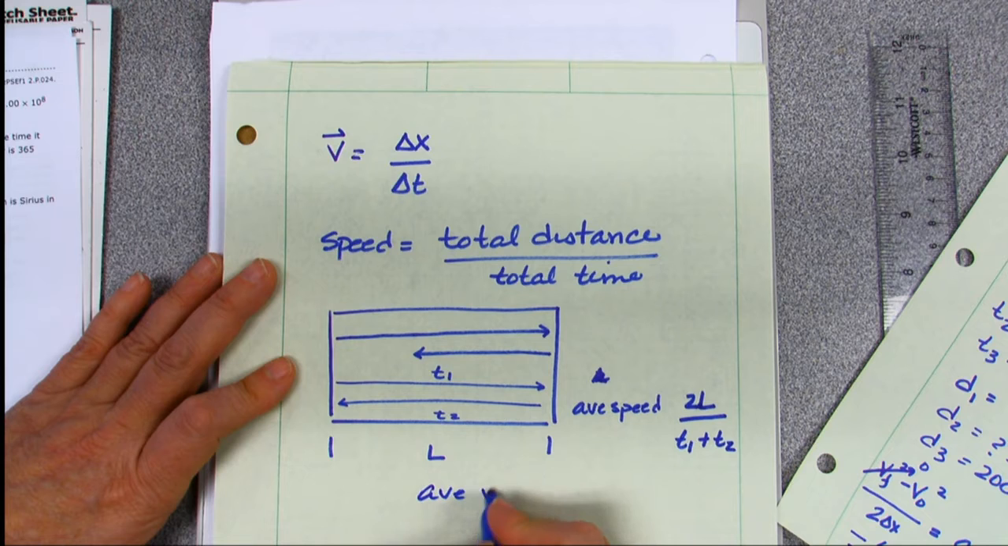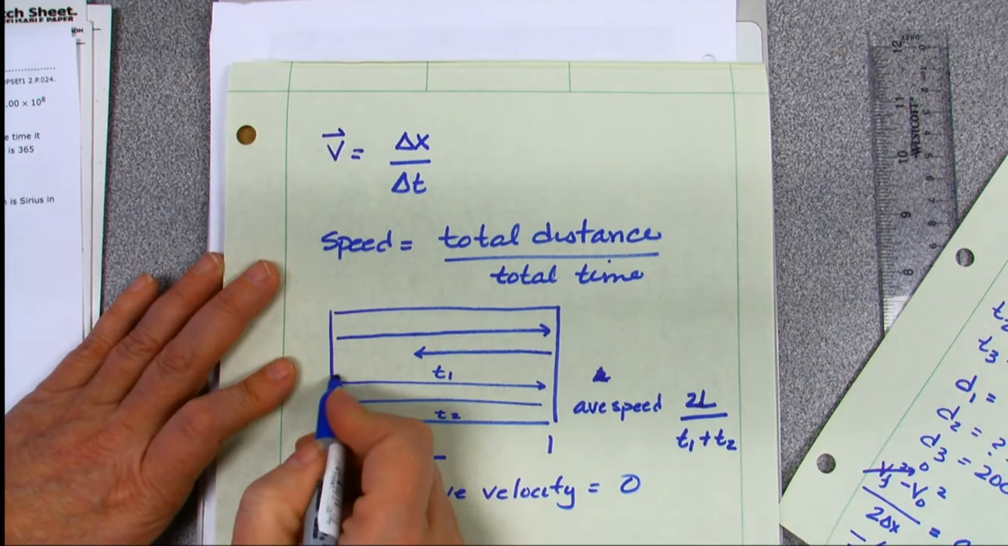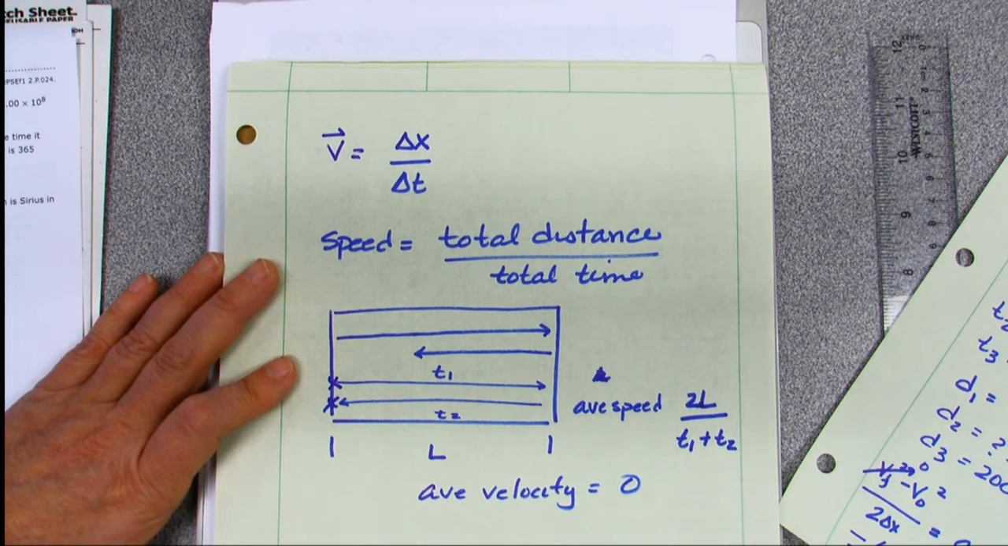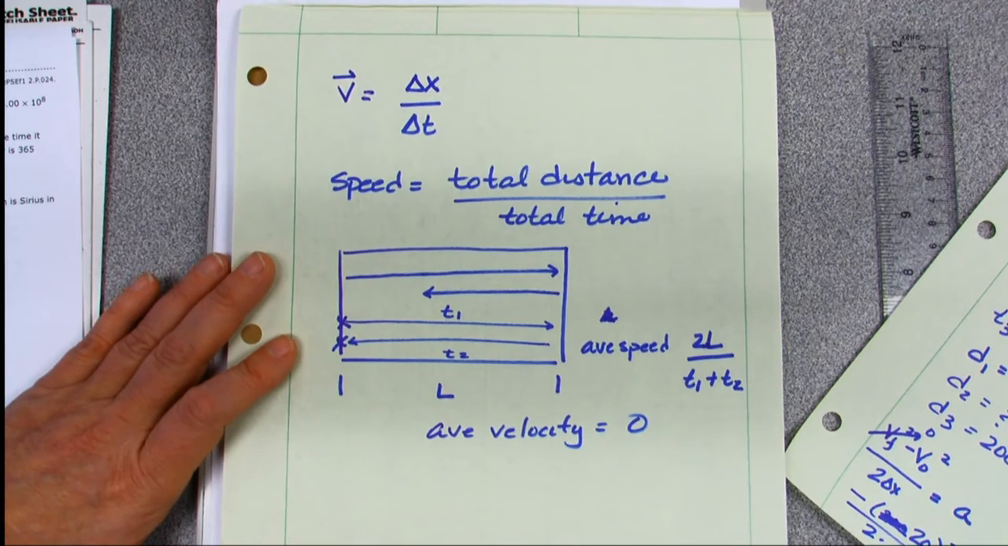Average velocity, 0, because where we start and where we finish are exactly the same place. Displacement over time. Average speed, totally different. Average velocity, a little bit different there.